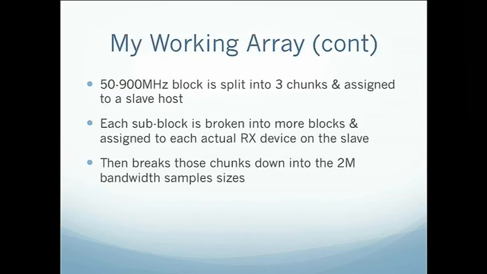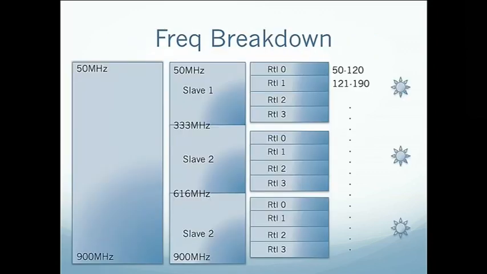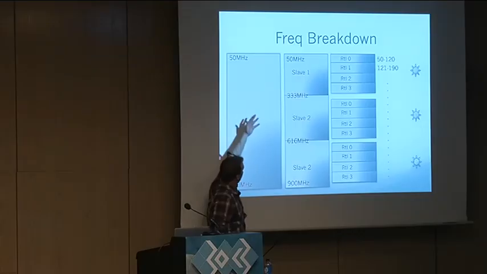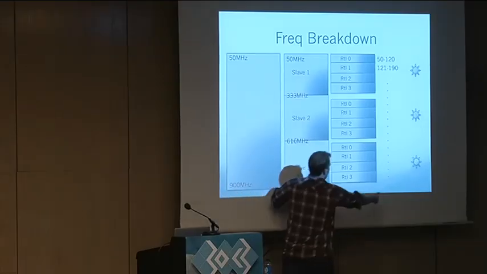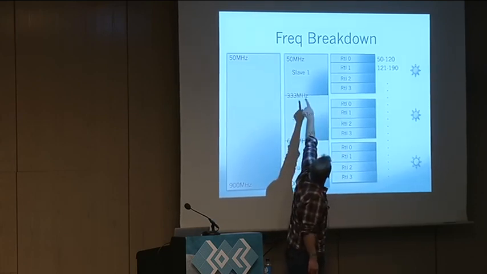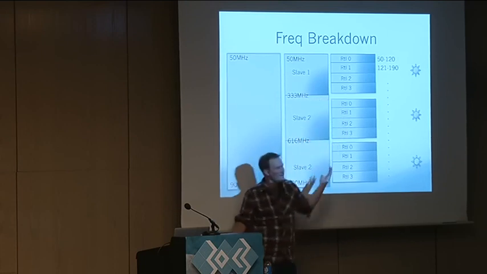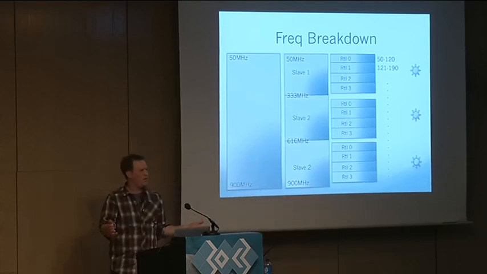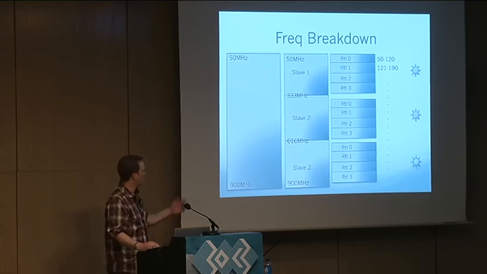So this is sort of repetitive. Break these 50 to 900 down into 3 chunks. These 3 chunks are assigned to each of the antennas that I have, and then I break each of those 3 chunks down into 4 subblocks that are assigned to each of the nodes, each of the dongles. So it sort of looks like this. You have the full block, and then you break it into 3 based upon the antenna, and then you break a small chunk of that into RTL index 0, 1, 2, 3. So I do a uniform breakup of the spectrum to the resources I have available.